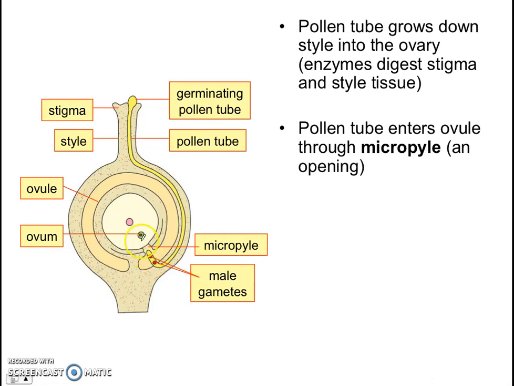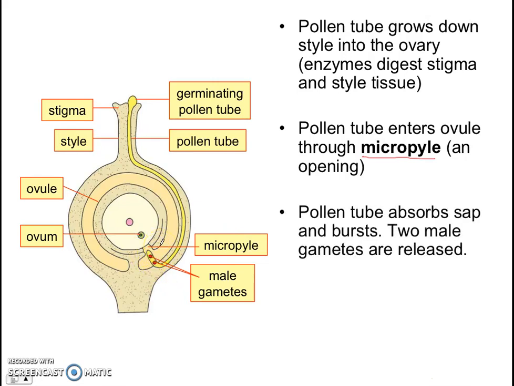You can see it's entering the ovule through an opening, which is called the micropyle. This is a new word to learn, a micropyle, like a micro, very small hole. The pollen tube is going to enter the micropyle into the ovule. Inside the ovule, the pollen tube will absorb some sap and then it will burst open, and the two male gametes are then released into the ovule.